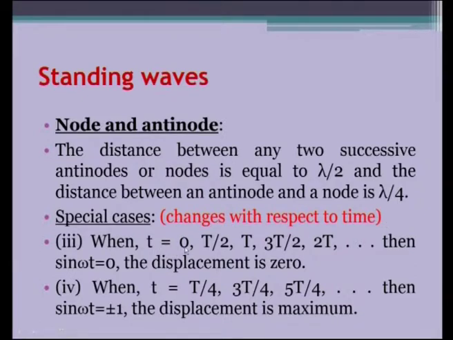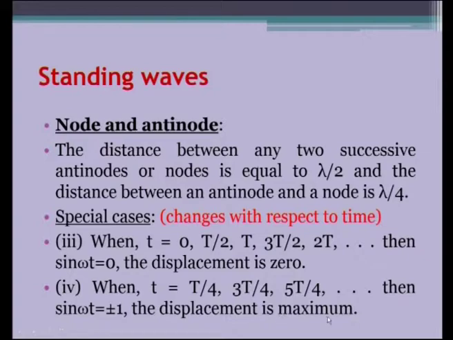When t is equal to 0, capital T divided by 2. What is the meaning of capital T here? It is the time period. So, it is T, 3T by 2 and 2T, etc. Then the sin omega t term will become 0 for these values of t, and the displacement is 0. Similarly, when the time is time period divided by 4, 3T by 4, 5T by 4, etc., then the sin omega t will become alternately plus or minus 1 and the displacement seems to be maximum.